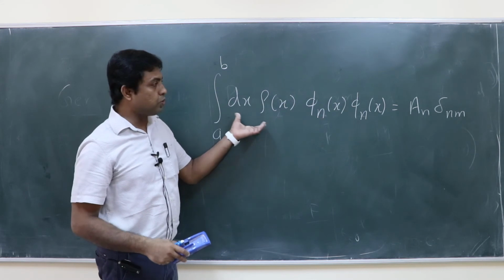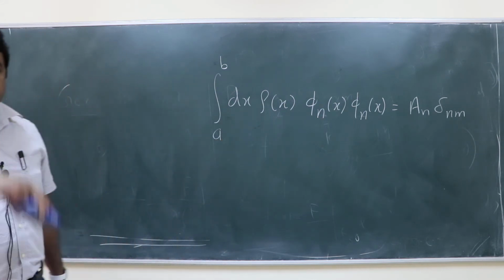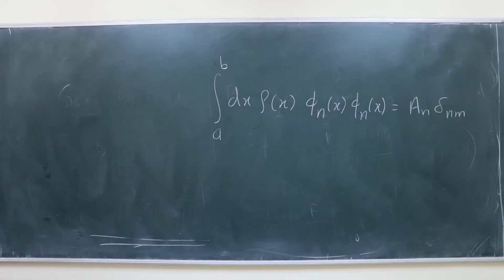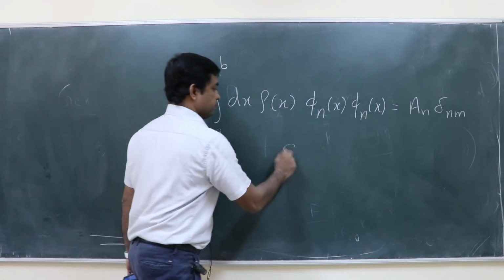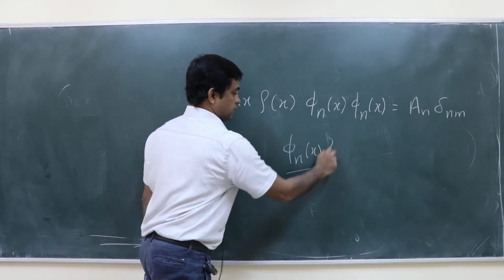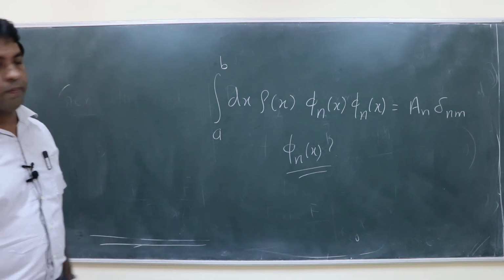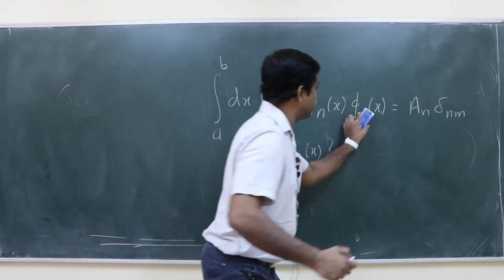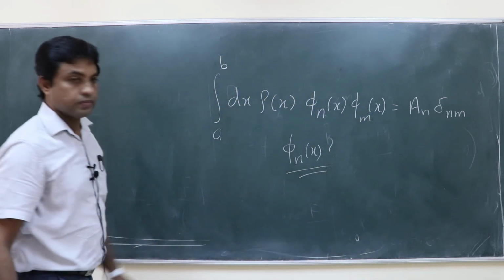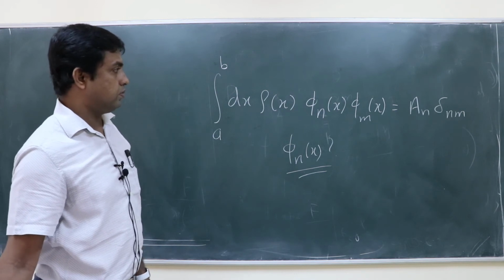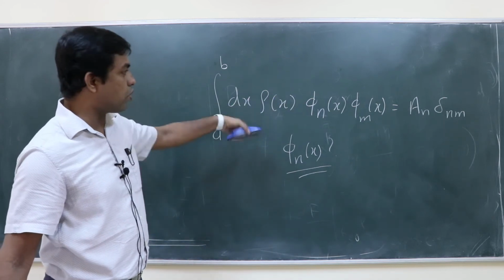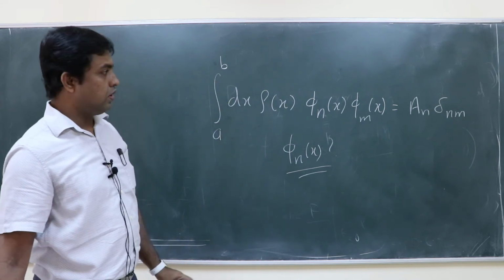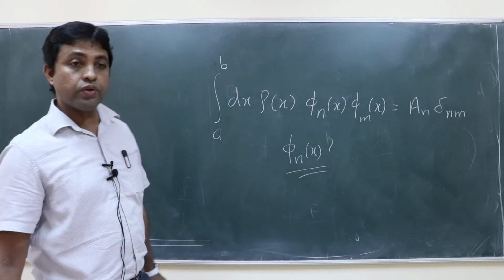if I know this, is it possible to find out phi n of x and phi m of x, for all n, m? Yes or no? So I know rho of x, I know a n. I will give you rho of x and a n. I will give you the interval also. So with this, is it possible to find out phi n of x?